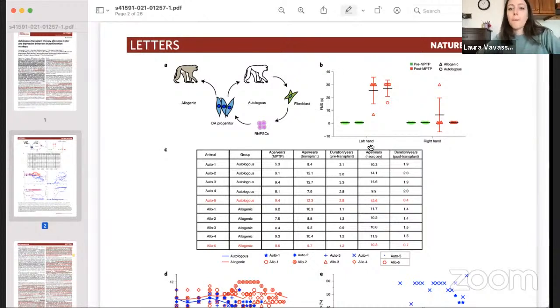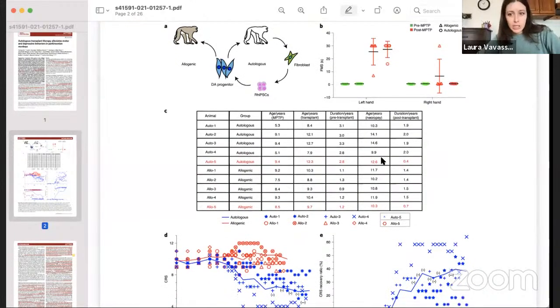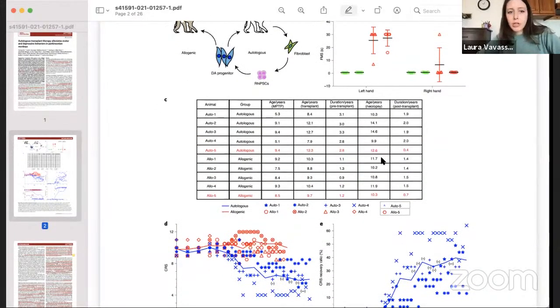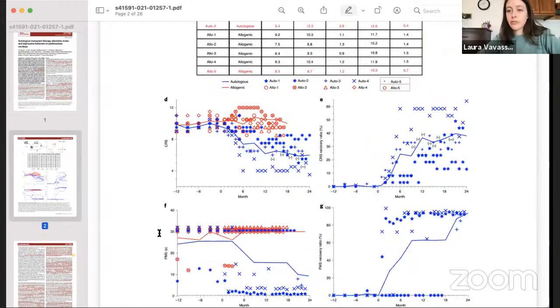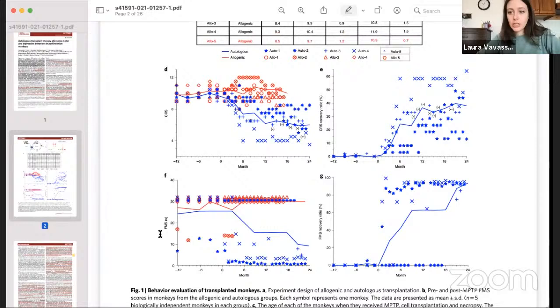So here there is the comparison with pre-MPTP injection and post-MPTP injection for the left hand and the right hand, and we can see that the decrease of the performance could be seen only in the left hand, given that we have the injection in the right side of the brain. So as I said before, they use this FMS scale for evaluating the fine motor skills.